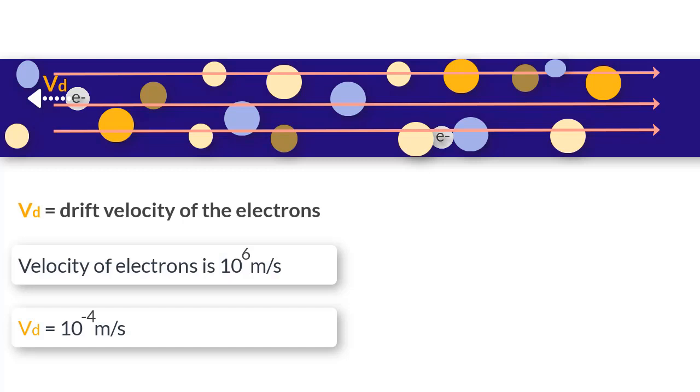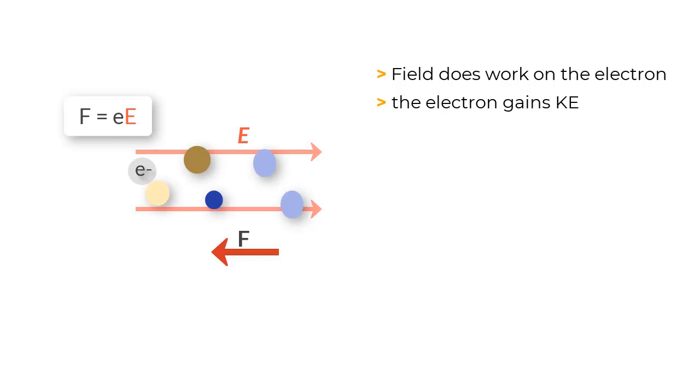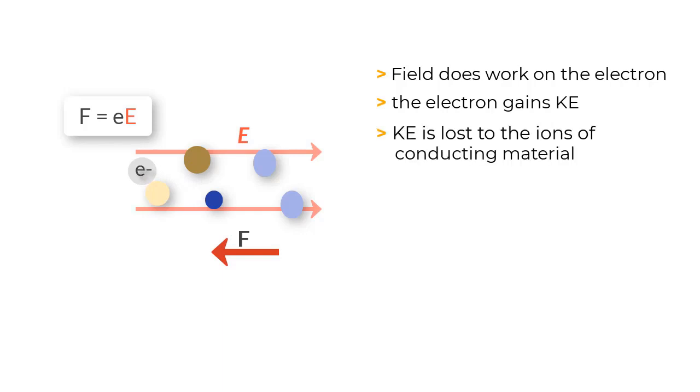Okay, so let us now try to understand the idea of direction of flow of current. So when the electrons are moved by the electric field, the field does work on the electron. And we know that when work is done on an object, it gains kinetic energy. So here also the electrons gain kinetic energy, but most of the kinetic energy gained gets lost by the electrons to the ions of the conducting material due to multiple collisions. So this kinetic energy lost by electrons to the ions ends up heating the conducting material and raising its temperature.